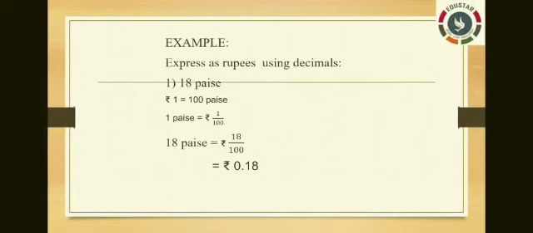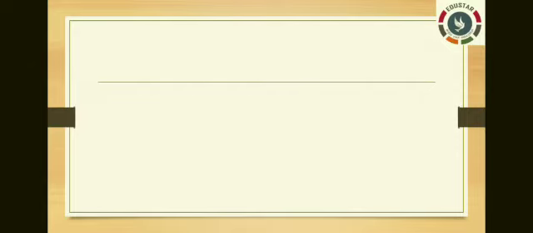Now let us see the examples. First example: express as rupees using the decimal. Example 1, 18 paise. We are going to change it into rupees. 1 rupee is how many paise? Yeah, 100 paise. So 1 paise is how much rupees? Rupees 1 by 100. So 18 paise is equal to rupees 18 by 100. The answer is rupees 0.18.